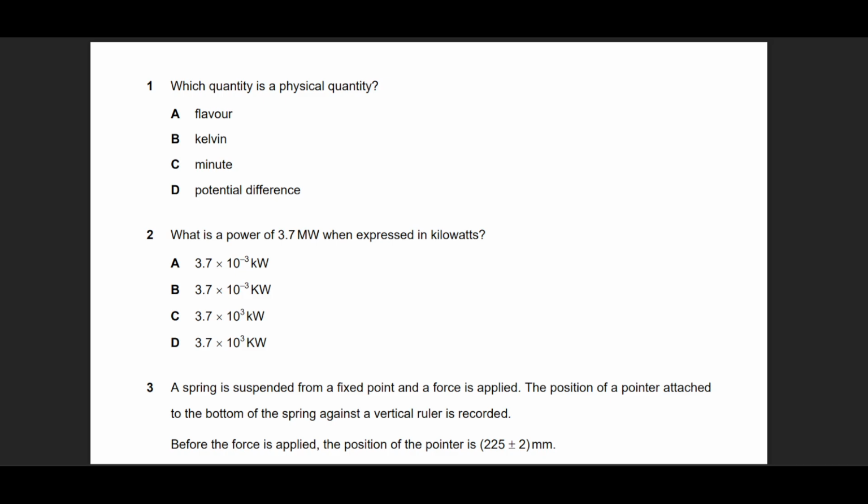This is October, November 2022, paper 1-2, October, November.